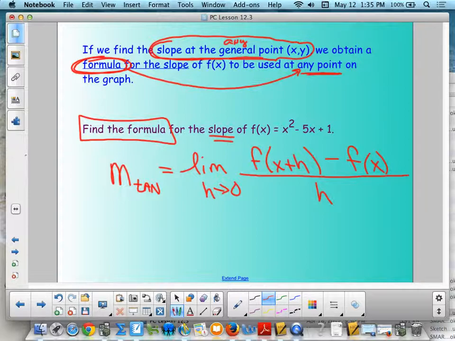You do not have a point to plug into this formula. Yesterday I told you to take that x value and put it here, and put it here, but you don't have an x value. And because you don't have an x value, you're ready to go. Just plug this stuff in and see what happens.